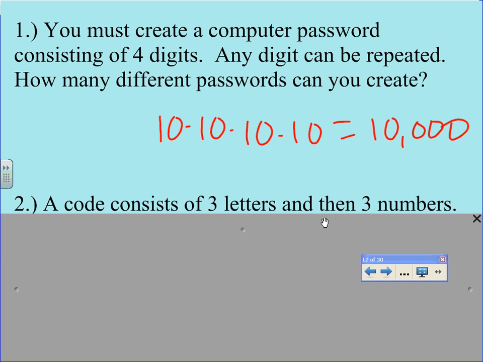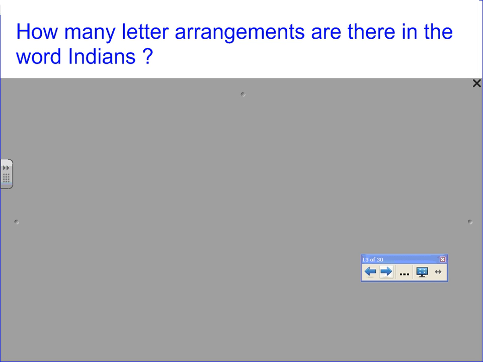Okay, I'm going to go to this one. How many letter arrangements are there in the word Indians? So let's get some North Hills problems in here. How many letter arrangements are there in the word Indians? Don't forget parentheses. Drew, you need to try that again. Don't forget parentheses.